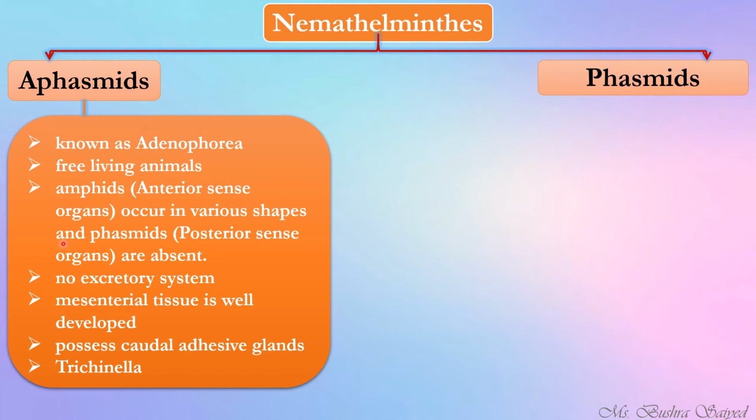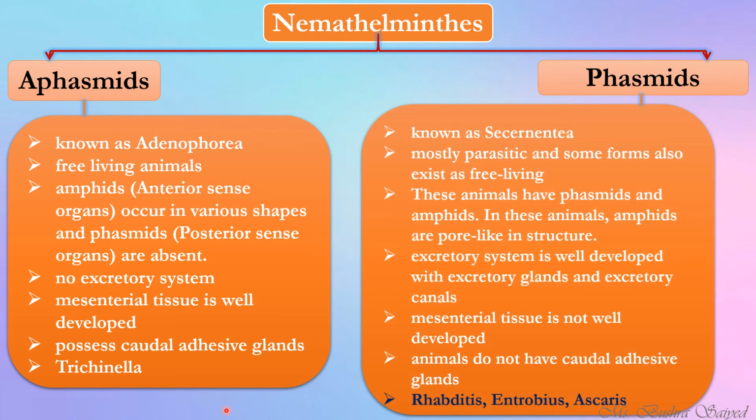There is no excretory system. There is a mesenterial tissue which is well developed. They possess caudal adhesive glands. It means that at the tail end they will have adhesive glands with which the body will be able to stick at a particular space. Example is Trichinella.